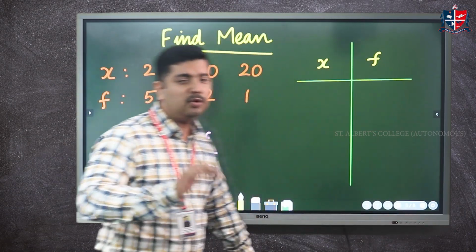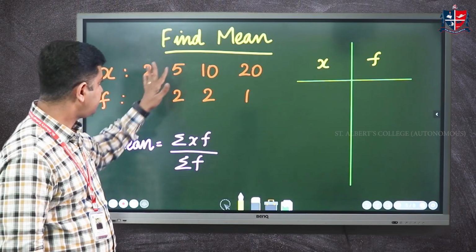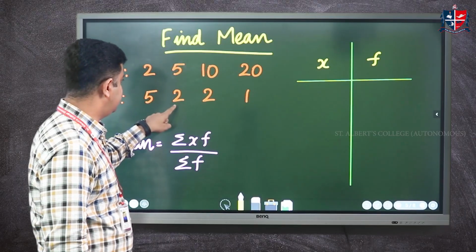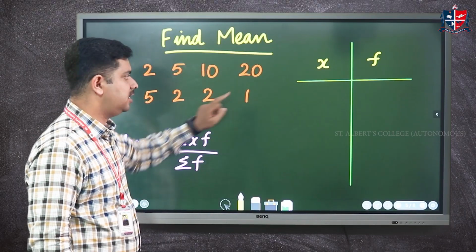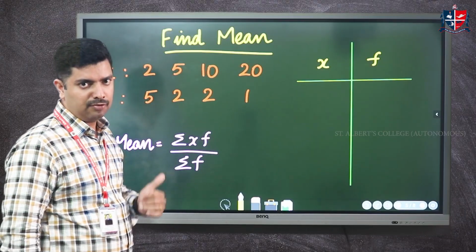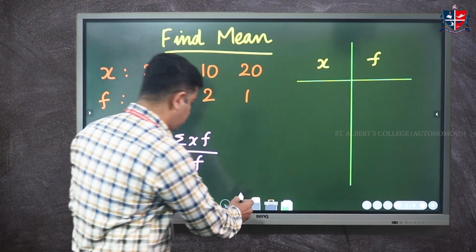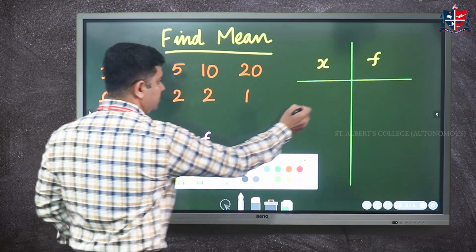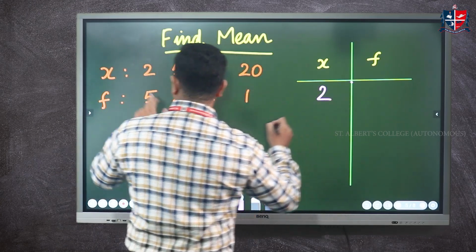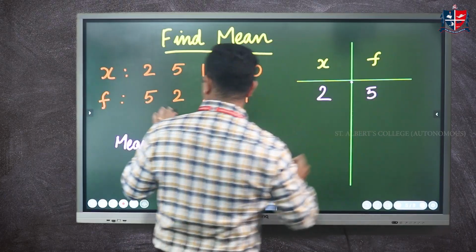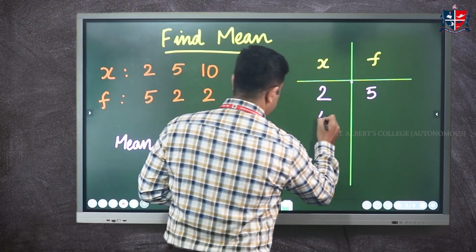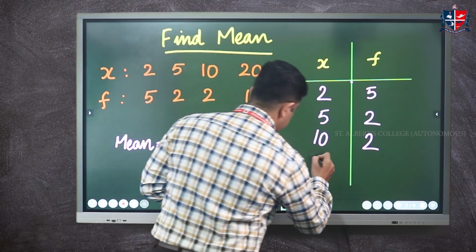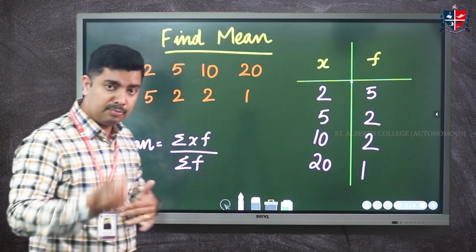Now we'll see one more problem and find out what is the answer. Find the mean of 2 frequencies 5, 5 frequencies 2, 10 frequencies 2, 20 frequency is 1. So we know the formula. What is the formula? Sigma xf by sigma f. So immediately you write down the given values. We know that the given values are x 2, which is repeated 5 times, 5 repeated 2 times, 10 repeated 2 times, 20 repeated once.